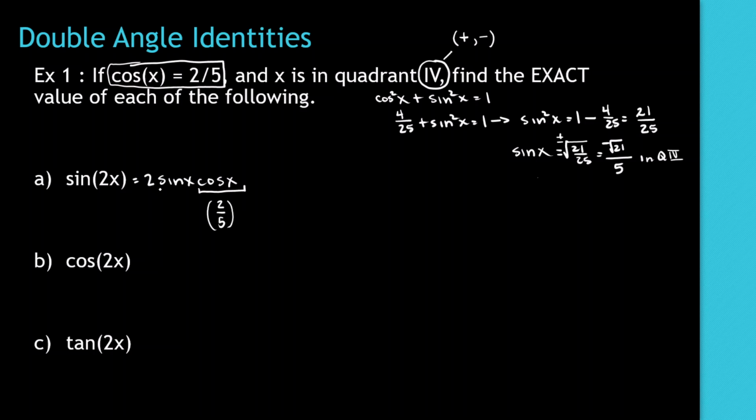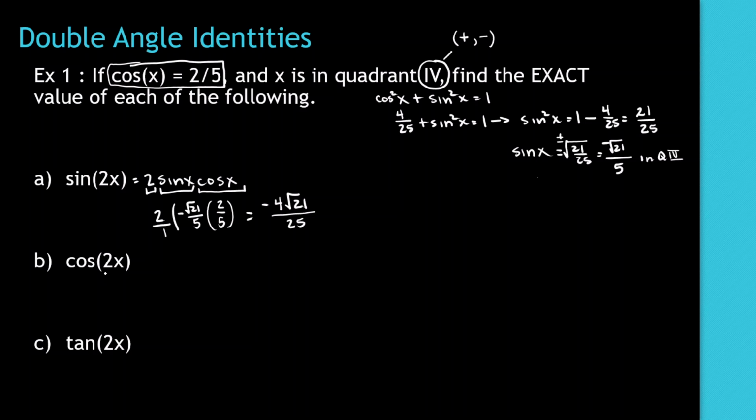Okay, but that means I can now replace sine of x with negative square root of 21 over 5. And then don't lose the 2 in the front. And so I get negative 4 square root of 21 over 25. Because this 2 is like 2 over 1. So we just multiply across the top and multiply across the bottom.